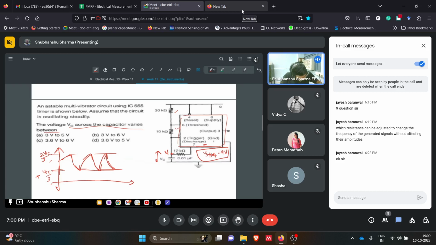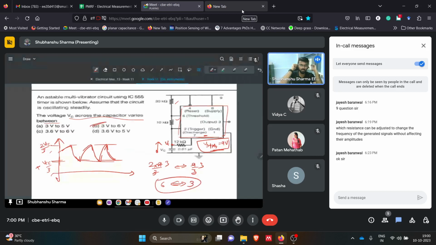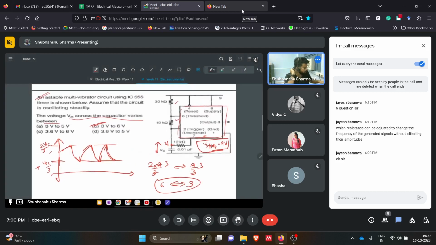So we have the supply voltage, so it will be 2 into 9 by 3 and 9 by 3. So 3, 6, so 3 and 6 volt. 3 to 6 volts, that will be the variation in the capacitor voltage. So this was also like, if you know the concepts of that, you can apply directly.